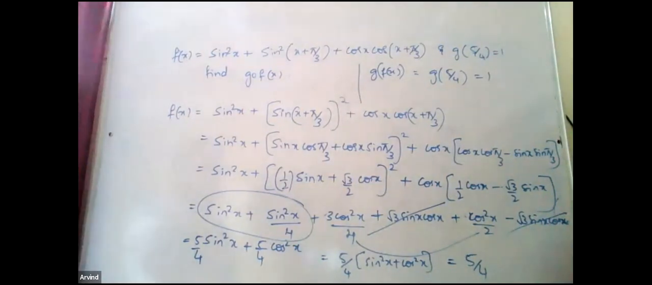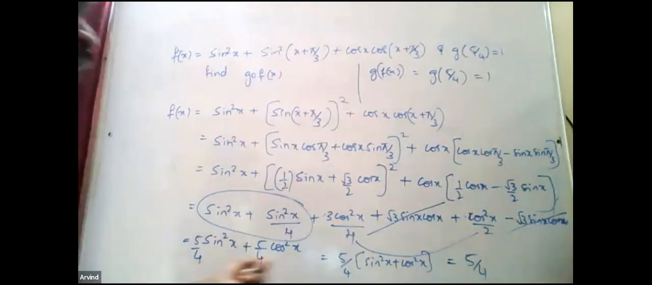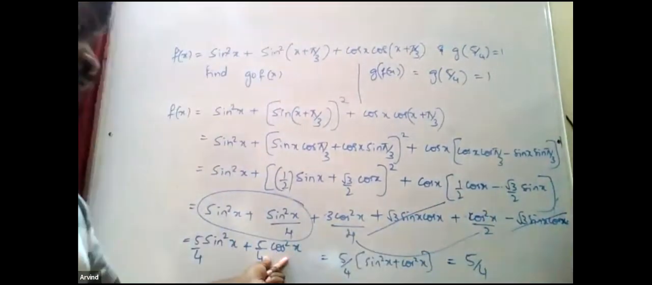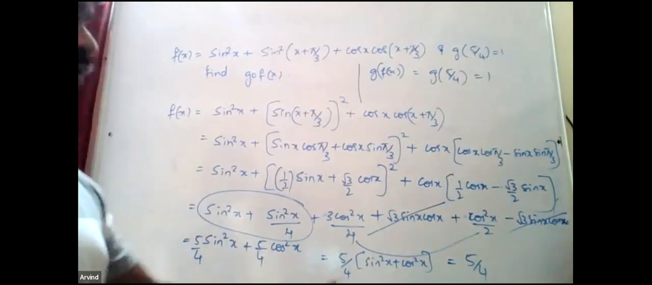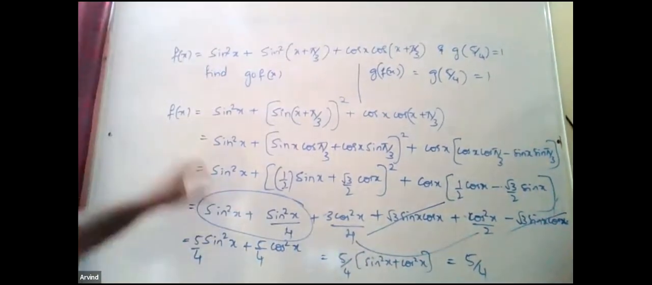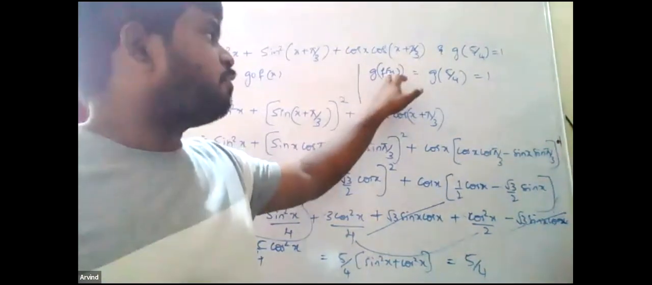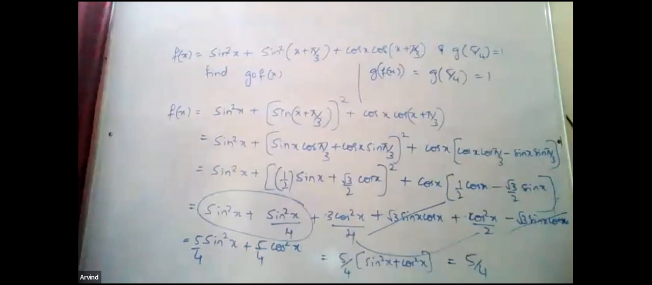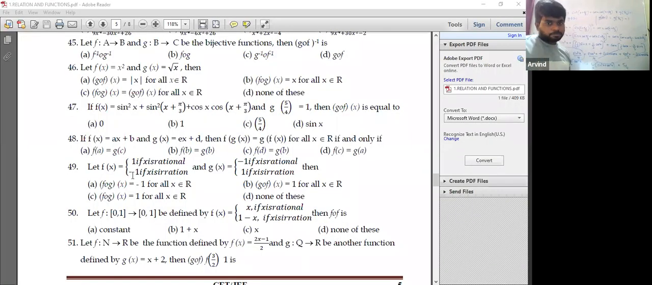You need not write it. Take a screenshot if you wish. Later on you can try it. I've taken the LCM of these two things and got 5 by 4 sin square x, and the LCM of these two things and got 5 by 4 cos square x. Take 5 by 4 common, sin square plus cos square is 1, so 5 by 4 into 1 is 5 by 4. So f of x simplifies to 5 by 4. So g of f of x is g of 5 by 4, and according to the given condition it is 1. Therefore the correct option is option B, which is 1.